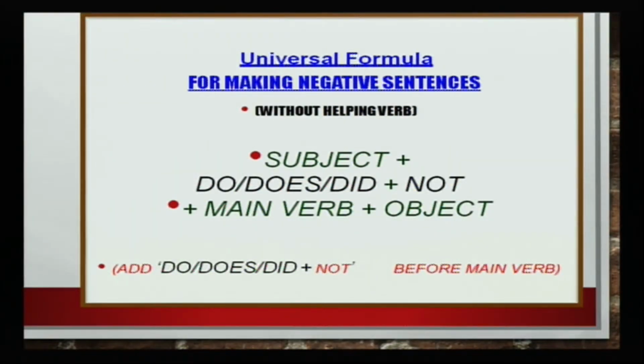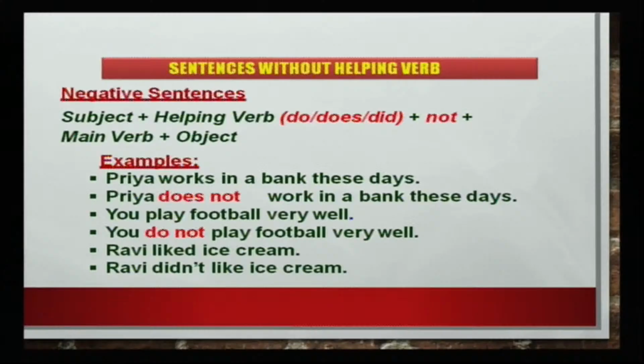And what does the formula become? That you have to add not, but what happens in another condition? There you are going to add do, does or did plus not. And what kind of sentences will you make there? Say for example, you have this sentence, Priya works in a bank these days. So what will you make it? You will make Priya does not work in a bank these days. You play football very well, you do not play football very well. Ravi liked ice cream, Ravi didn't like ice cream.